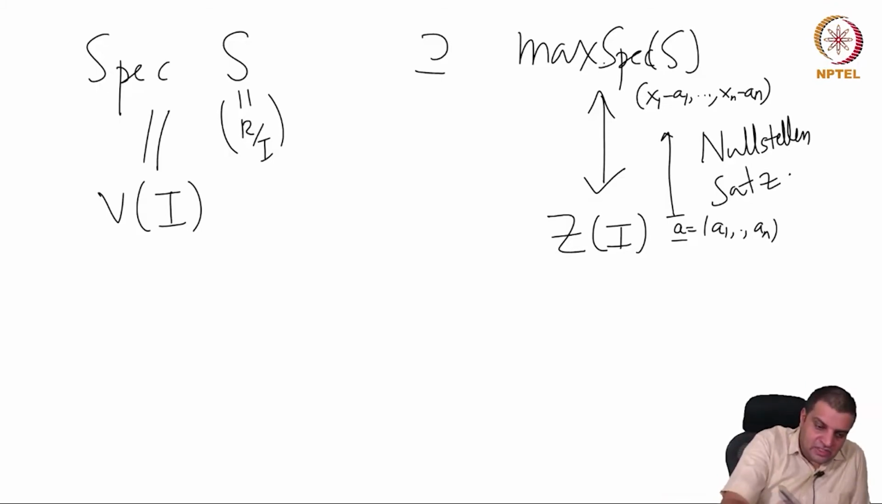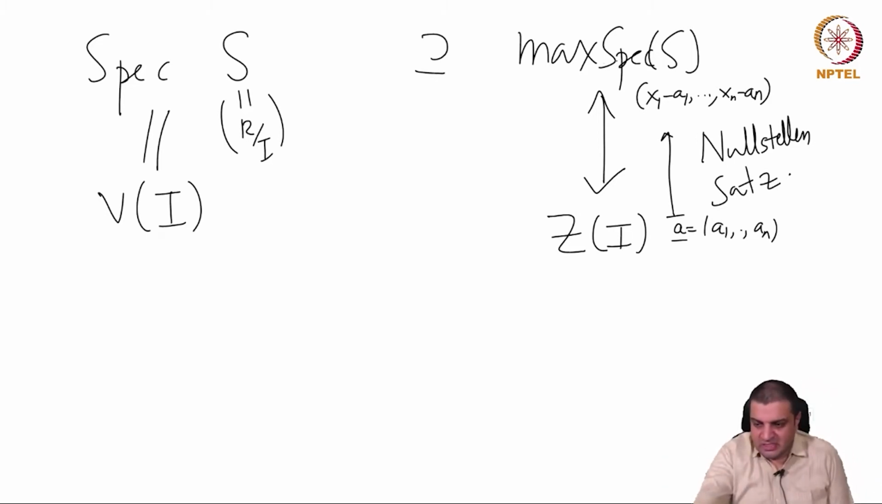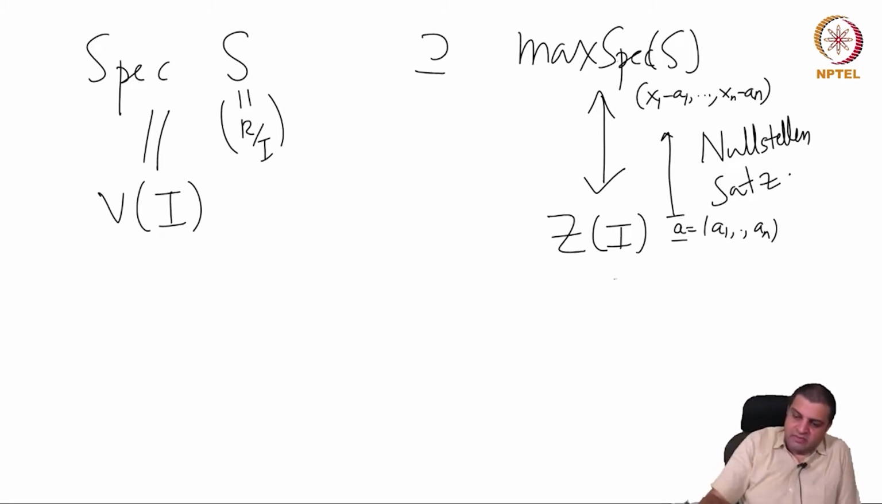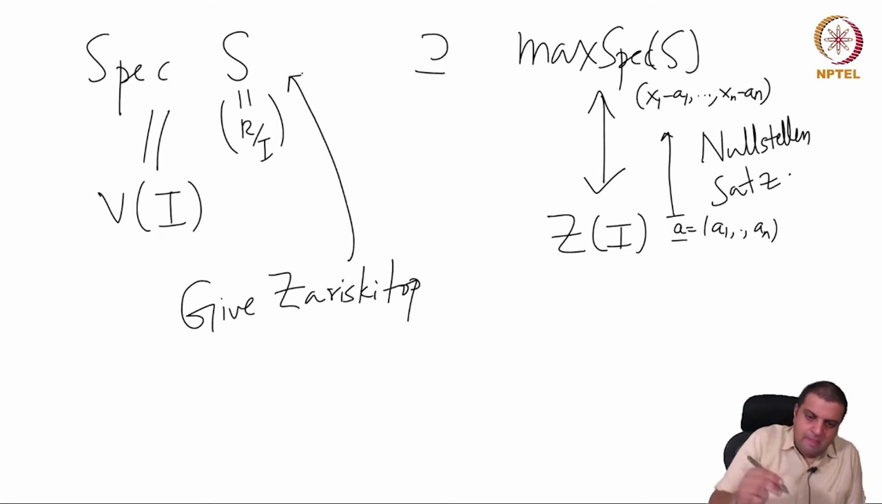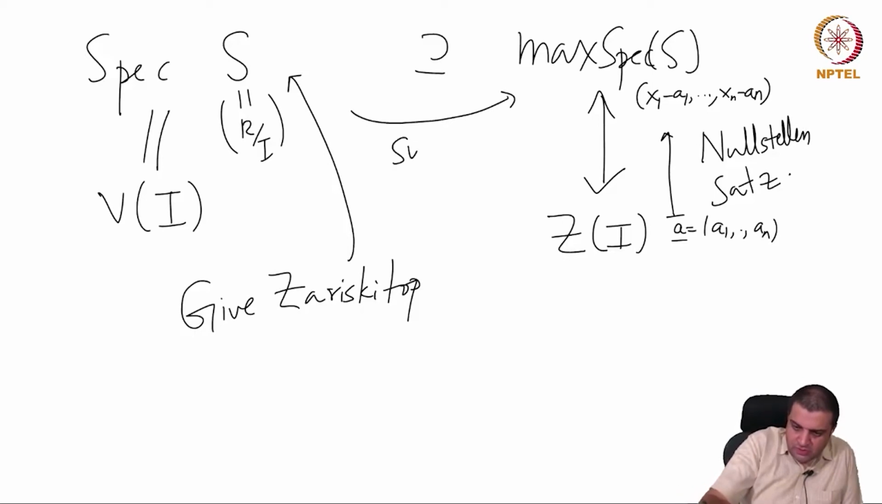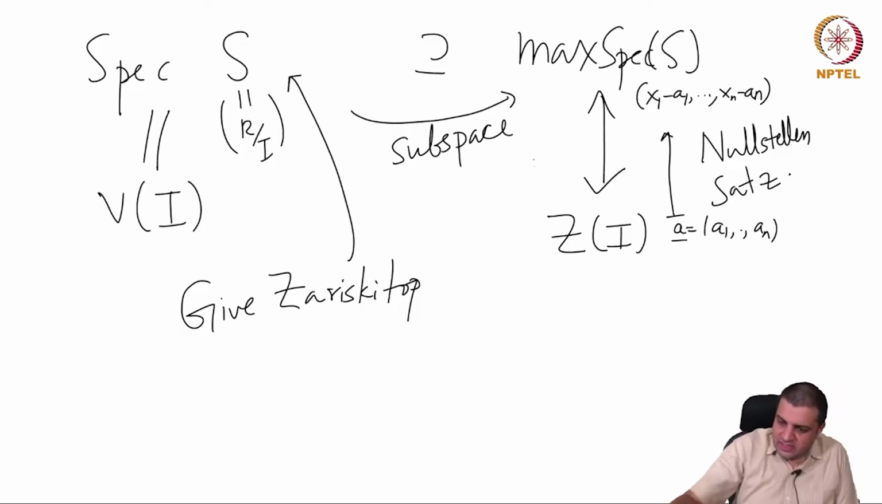We had given Zariski topology to this. We can induce a Zariski topology on the subset, and we can give a Zariski topology on Z of I using this. Okay, so give Zariski topology here. Then induce, this is the subspace topology. And using that, extend the topology here.